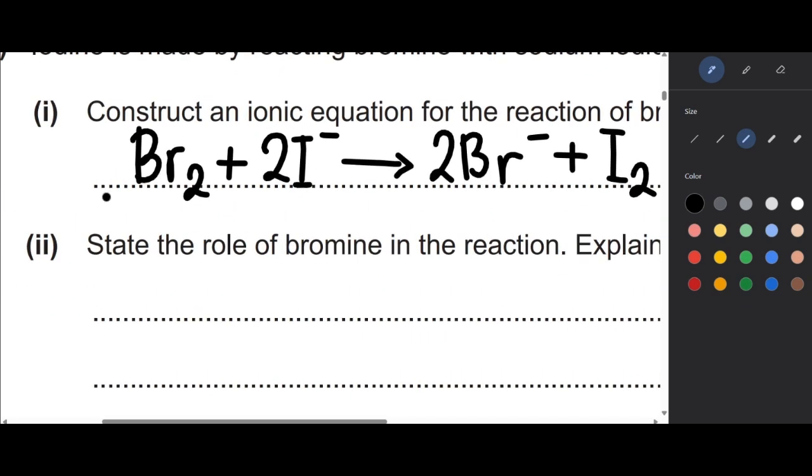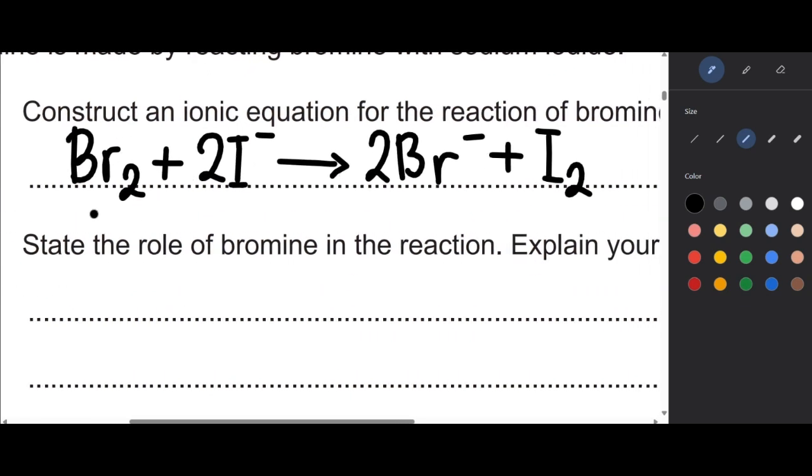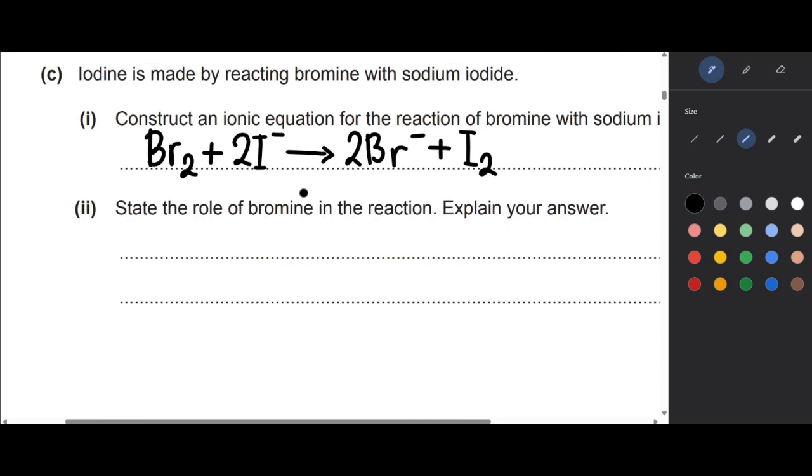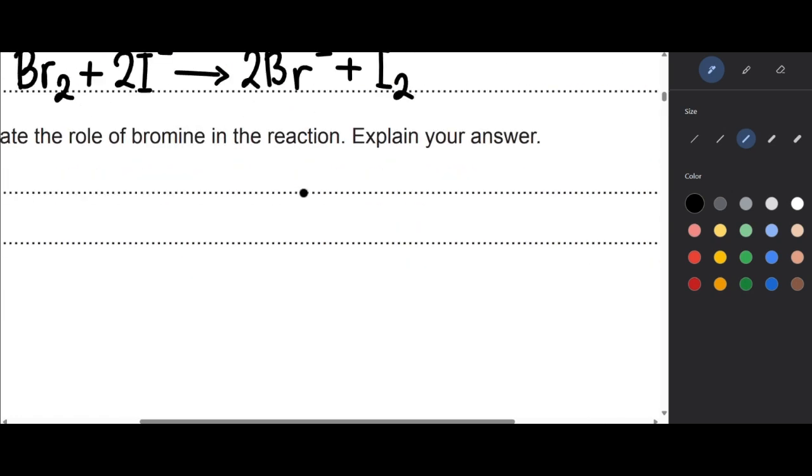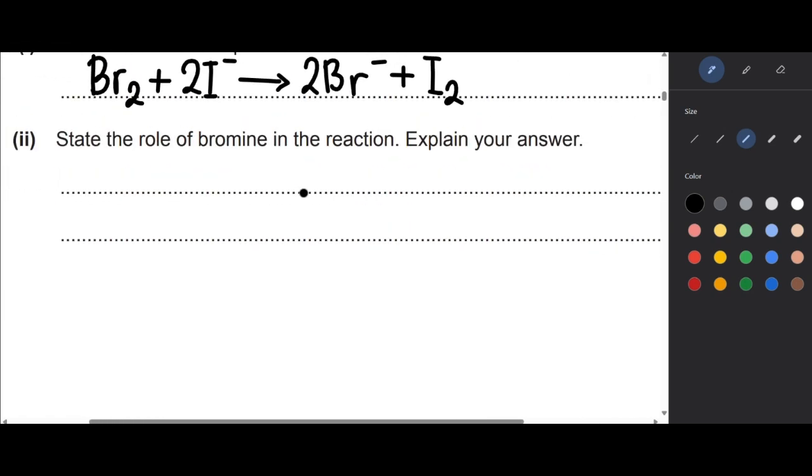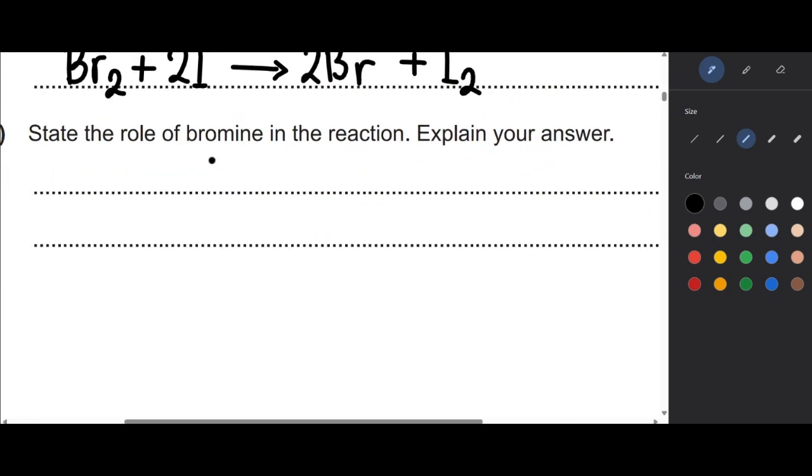We have to check whether it is balanced or not. Br is 2, iodine is 2, so it's already balanced, so it's correct. We move to the next question.